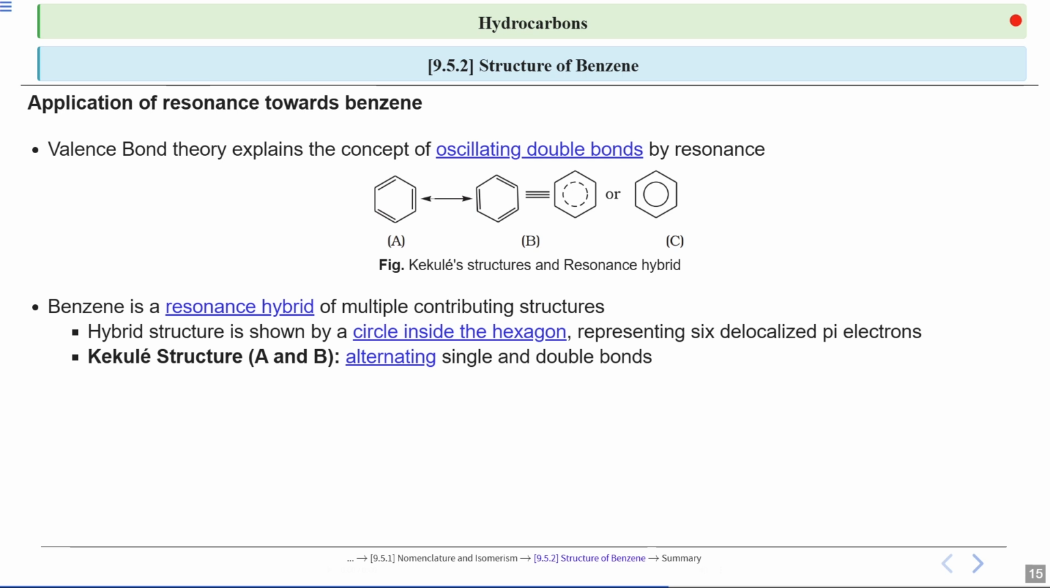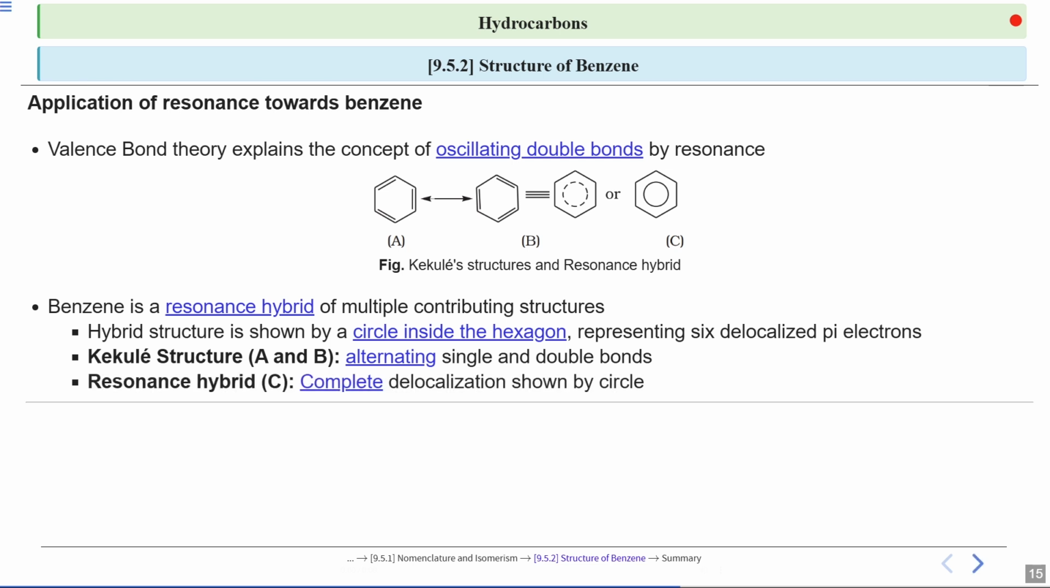So if you see, the structures labeled A and B given according to Kekule were just, I would say, a representation that was not good enough to explain the actual structure of benzene. Got it? The actual structure is now represented as the hybrid one. The complete delocalization in this hybrid is shown by the circle. Got it? So it is not representing any bond or something like that. This circle is just representing that the electrons are delocalized over 6 carbon atoms.